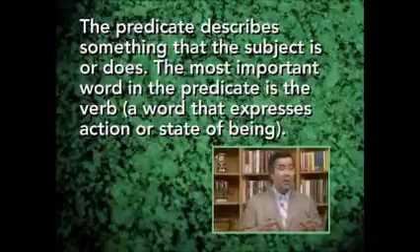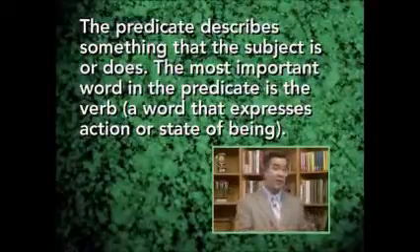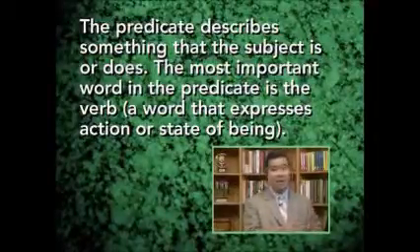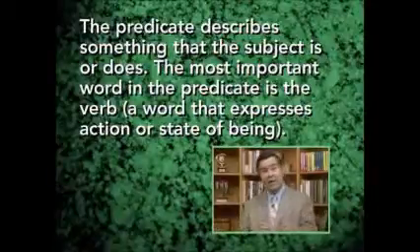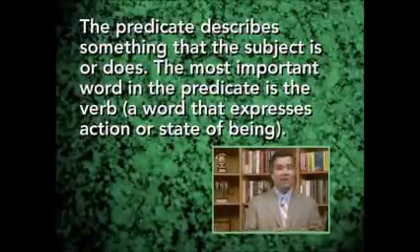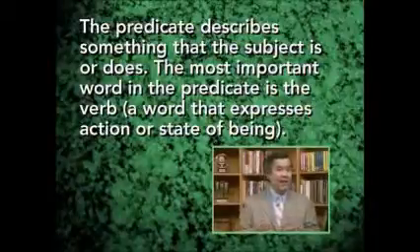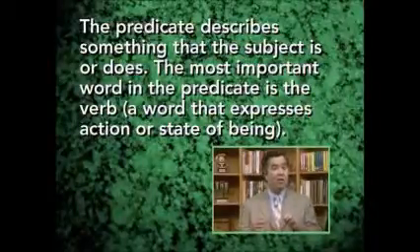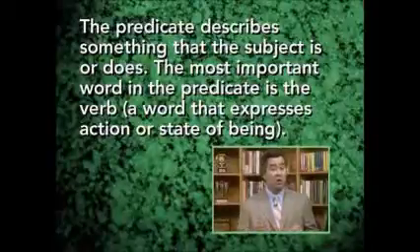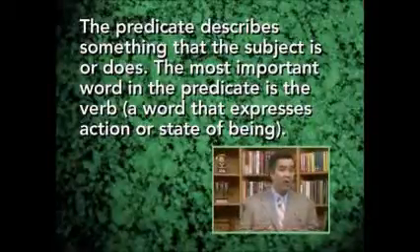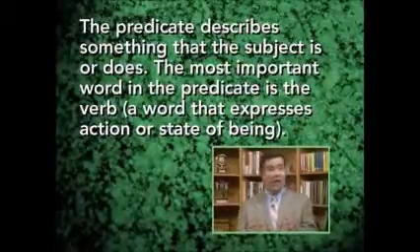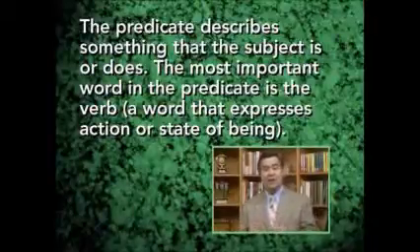So we now have two main parts to the sentence. We have the subject, which names what the sentence is talking about, and the predicate, which tells what the subject is or does. Once again, within the predicate, there is one most important word to focus on, which is called the verb, and all the other words that are in the predicate are there to give more information about what the subject does. Let's take a look at a couple of examples of sentences and see how they can be divided into subject and predicate.